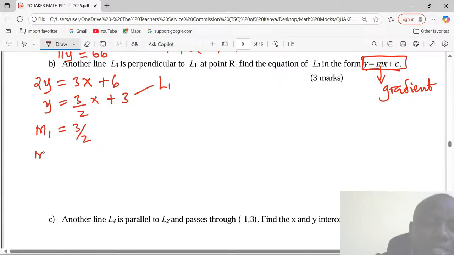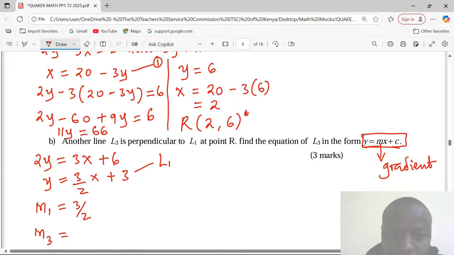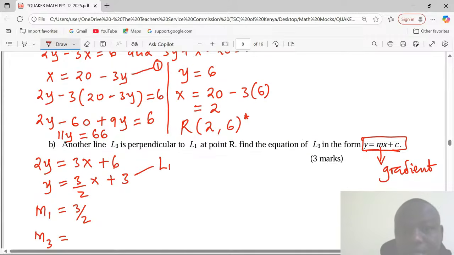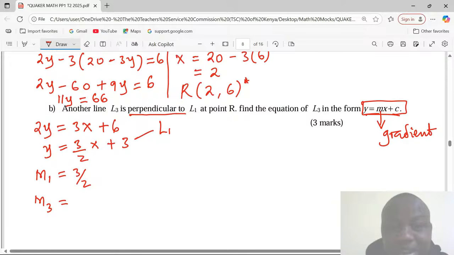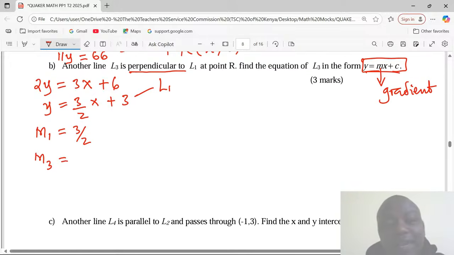Then now here comes line 3 with a gradient 3. So the gradient 3 shall be, look at this. We are told that the two lines are perpendicular. For two lines that are perpendicular, the product of their gradients must give us -1. So we have to look for another gradient such that when multiplied by 3 over 2, we get -1.